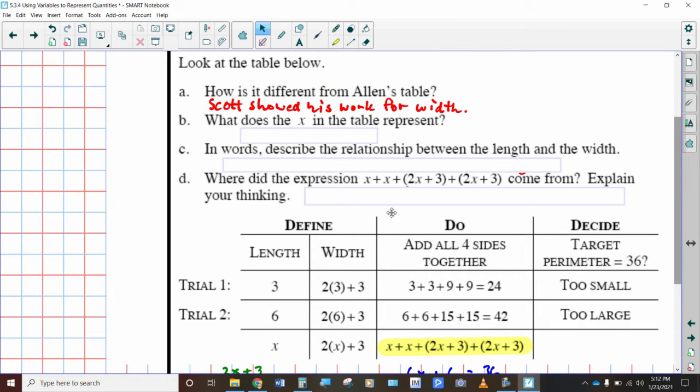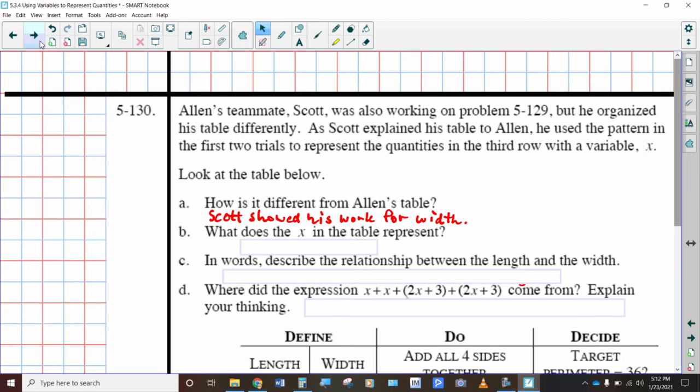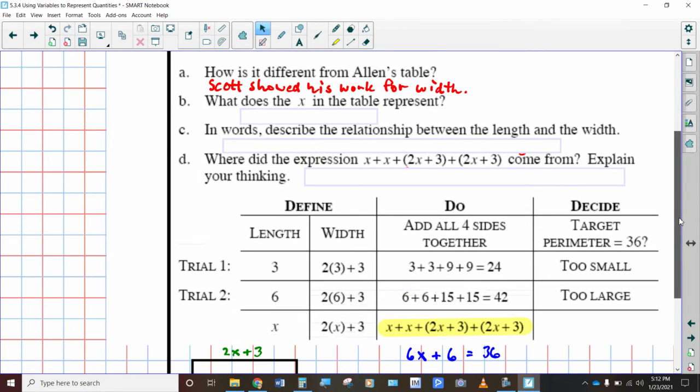Well, Scott showed his work for how to get the width, right? It looks like you take the length and you double it, and then you add 3, right? If it was 3, 2 times 3 plus 3 gives you 9, right? So 3 plus 3 and 9 plus 9 gives us 24. Alan just wrote the 9. So Scott did a good job of showing the work, so the next person who comes up will know exactly what to do in each of the trials.